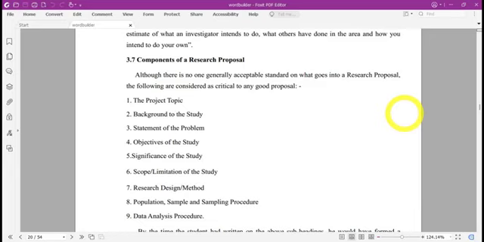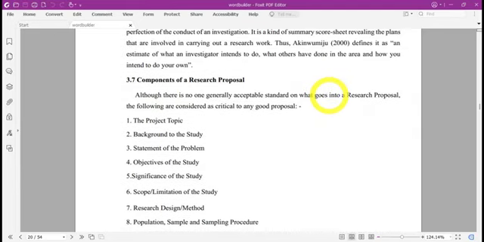Research is something that every student will have to know about, because as a student you must do your research, you must do your project. So it's something we must know about. Last class we stopped, we didn't finish this particular topic. We're to continue from components of a research proposal.